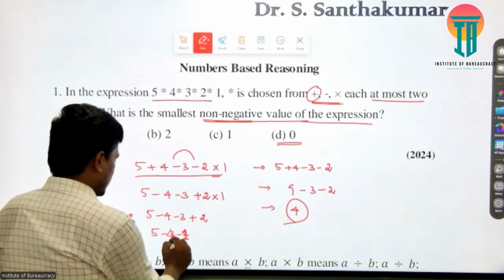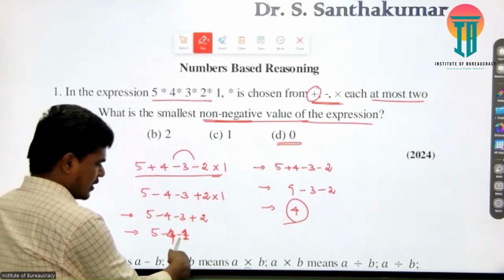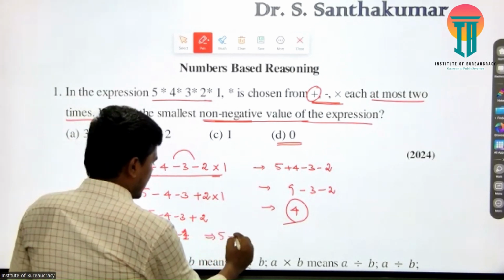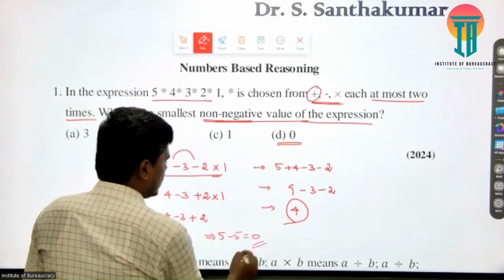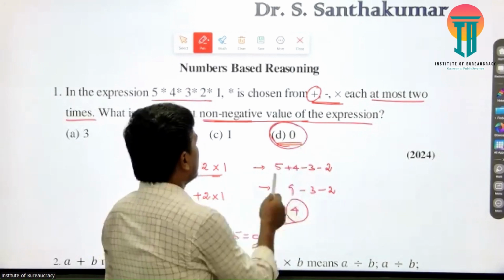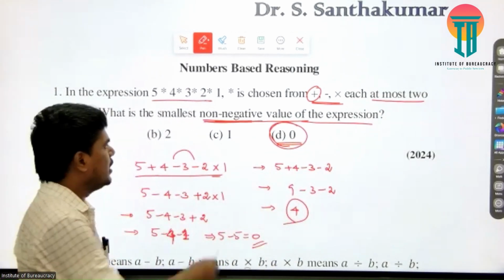5, yeah, 5 minus 4. 5 minus 4 minus 1. 5 minus 1 minus 4, it is going to be what? 5 minus 5, it is going to be 0. We got 0. 0 is there. That is the least value. And it is what? Non-negative value. That meaning you should know.